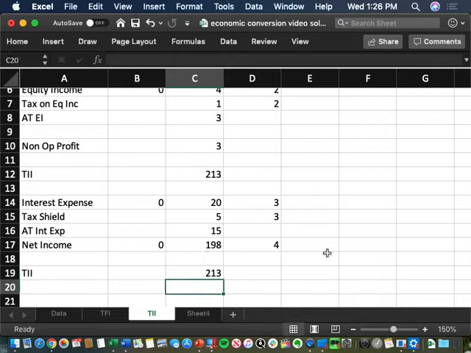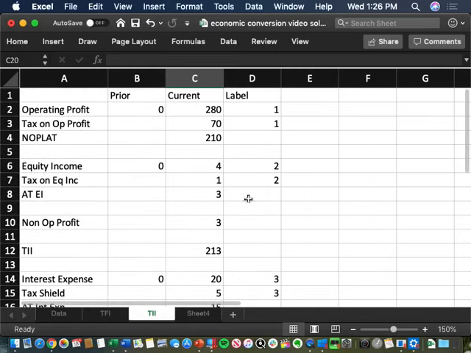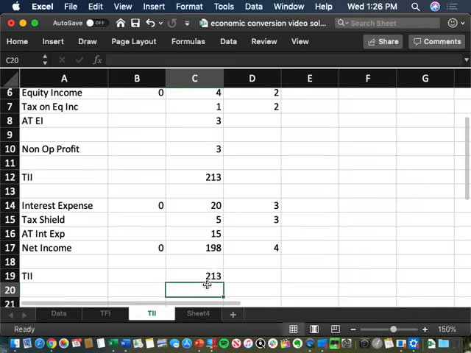213 equals 213. So here's the point. I generated 210 million of profit from operating activities, 3 from non-operating activities. I had 213 of total profit to distribute. I gave 15 to the bondholders, and I gave 198 to the shareholders.